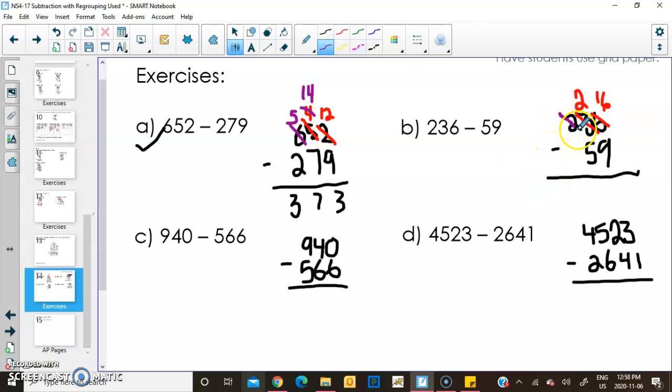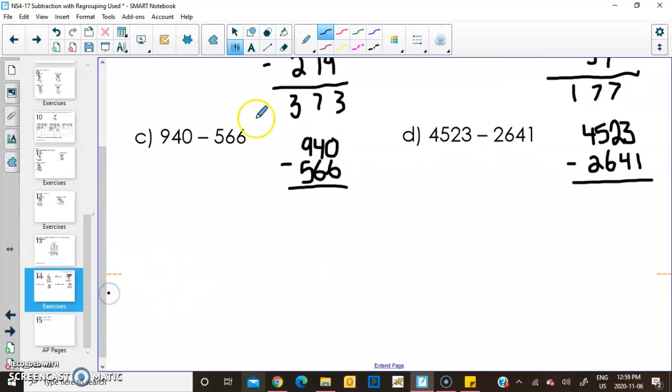Okay, so let's regroup the hundreds. So I'm going to take 1 hundred and regroup it as 10 tens. Okay, so 2 minus 1 is 1. I'm going to cross out that 2, and I'm going to add 10 to it. What is 10 plus 2? Good, 12. Good, now that we're all done regrouping, it's just an easy peasy question. So 16 minus 9 is 7. 12 minus 5 is 7. And 1 minus 0 is 1. So we should have gotten 177.